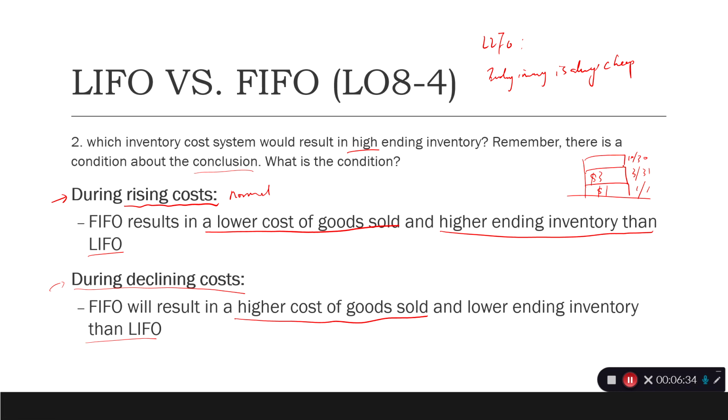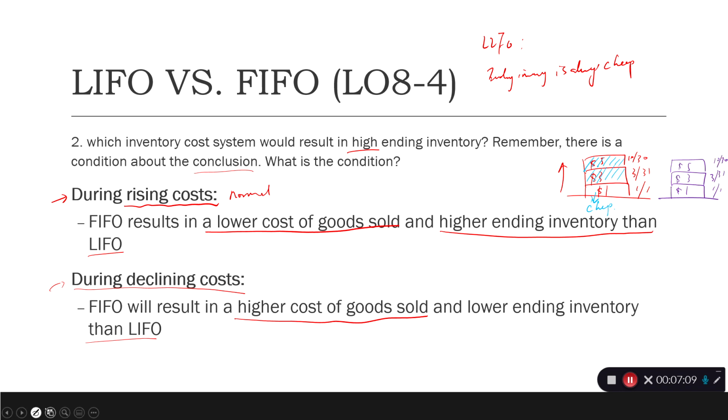So this is a condition of rising cost. If we use the LIFO method, you will sell this layer first and then this layer. Hence that ending inventory will be very cheap at $1. And on the FIFO method, which is selling from the bottom, FIFO is $1, $3, and $5. This is January 1st, March 31st, and October 30th.